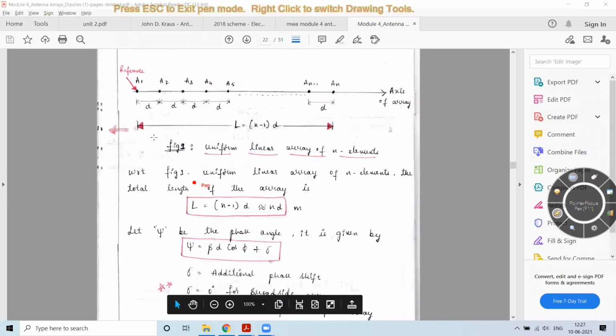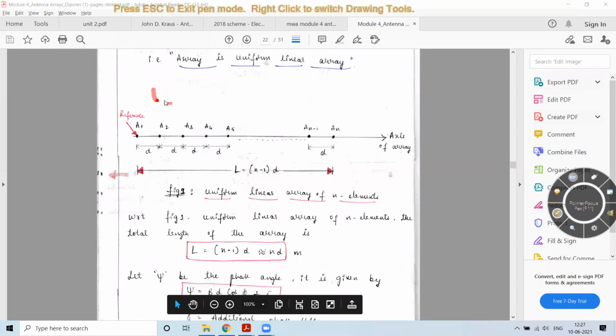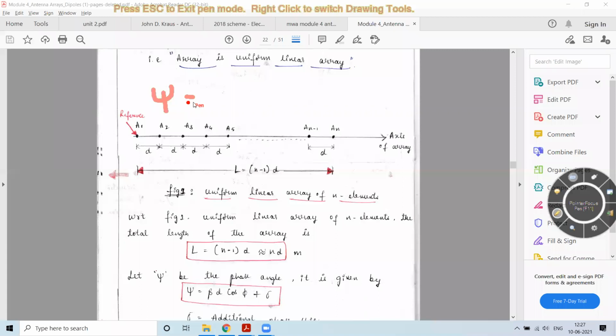And for the reference of the phase, we make use of psi. So psi is actually equal to what? It is equal to d r cos phi plus delta, where delta is the additional phase present between the sources, which again we'll be considering. Now because we are considering this as the reference point at 0 degrees, the field due to source 2 will be leading by psi. Then the field due to source 3 will be leading by psi if you compare it with source 2, but I need to compare it with source 1.